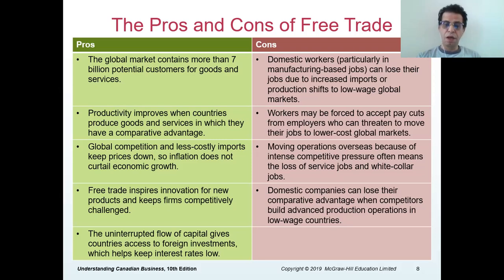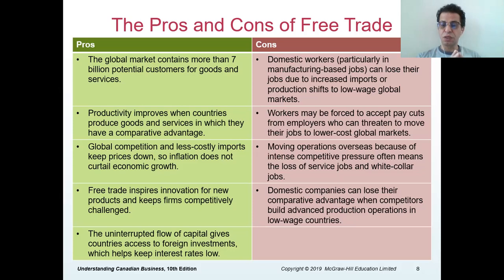jobs. The second thing is workers may be forced to accept pay cuts from employers who threaten to move their jobs to the lower-cost global market. So they say, you need to take a pay cut or it's too expensive to operate here. So I'm moving my operation to Bangladesh, for example.